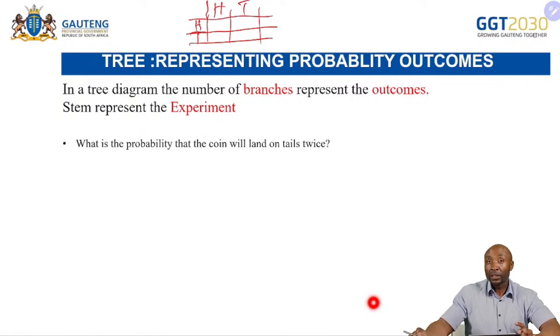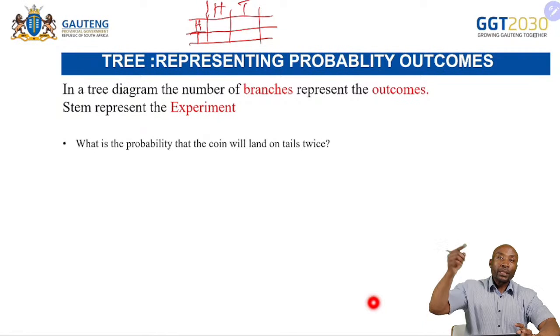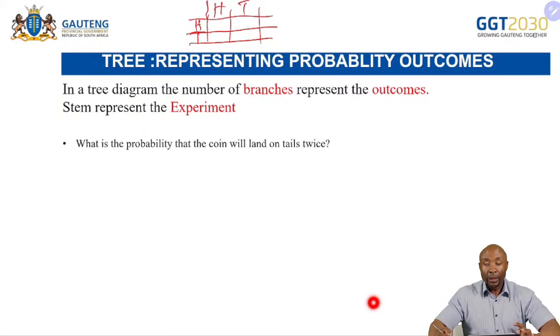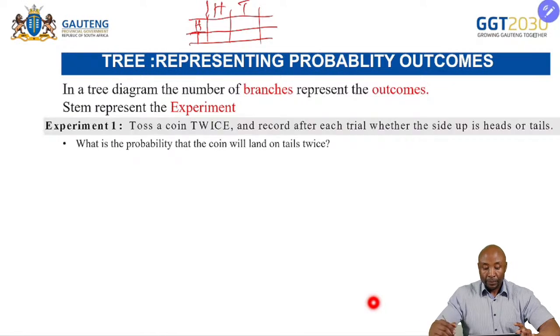For example, if we are tossing a coin, our stem becomes tossing and our branches will be the outcomes head and tail. If we are rolling a dice, the stem will be rolling a dice and the branches will be the 6 outcomes that are possible when we roll a dice. So this is an experiment. We are tossing a coin twice and we record after each trial whether the side up is head or tails. We want to find out the probability that the coin will land on tails twice.